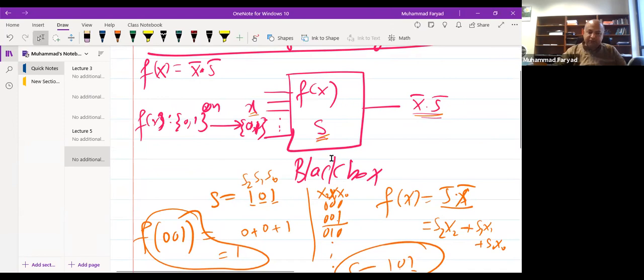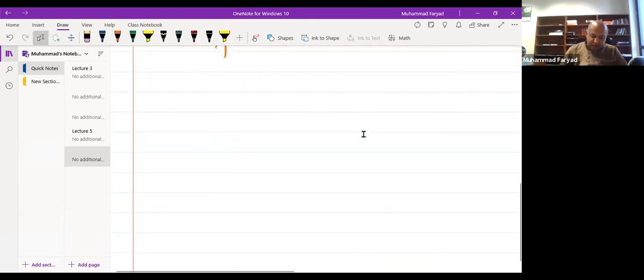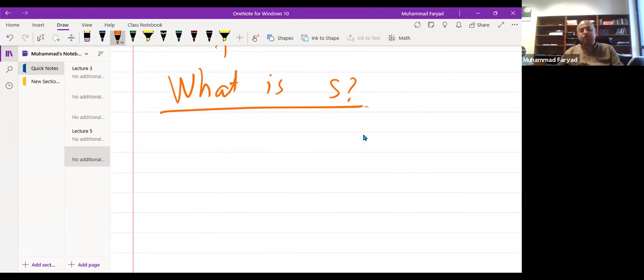And the problem is, what is this s? So this is a problem that we have to solve. We have to guess the secret bit string present inside the black box. And this is the Bernstein-Vazirani problem. Now let's think about the classical solution.